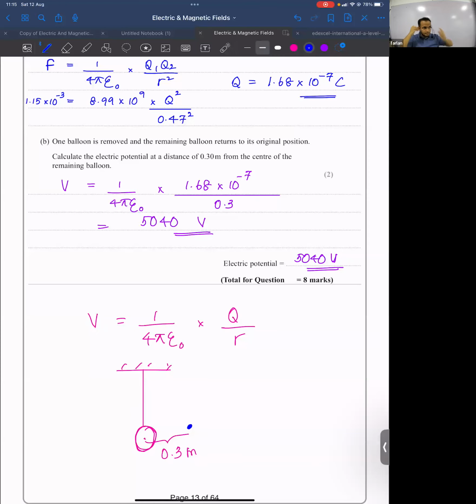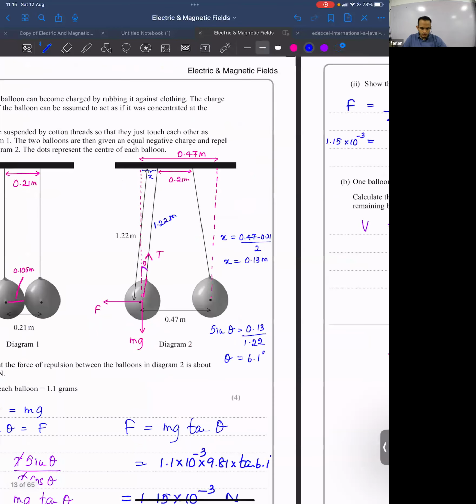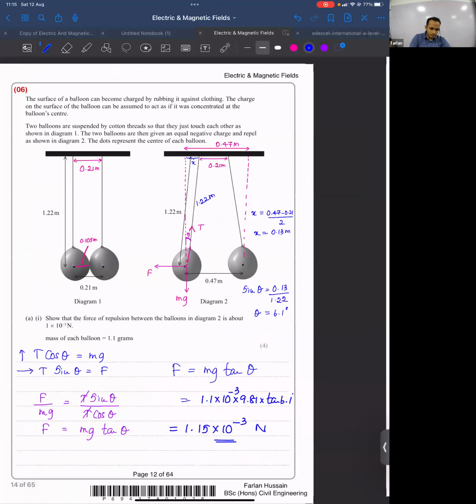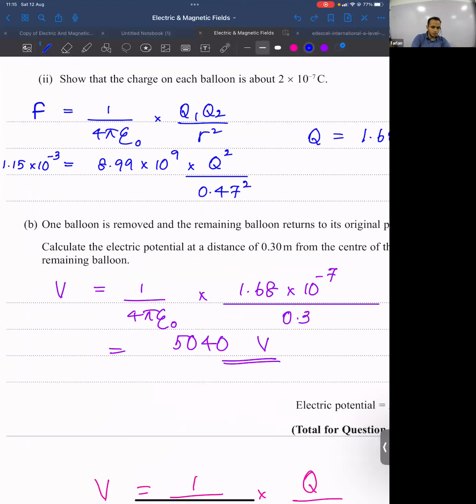In the previous question, why do we say 0.47 instead of 0.1? You mean the distance between the charges? You are asking about this R, is it? That's not the radius. In Coulomb's law, 1 over 4 pi epsilon naught Q1 Q2 over R squared, that R is the distance between the two charges. Yes.